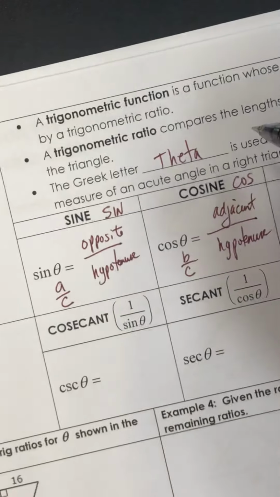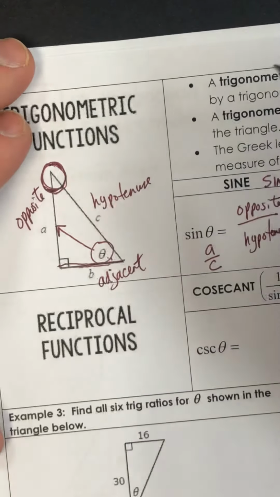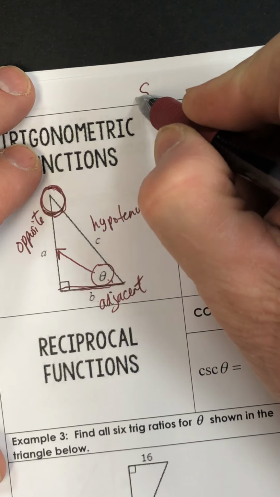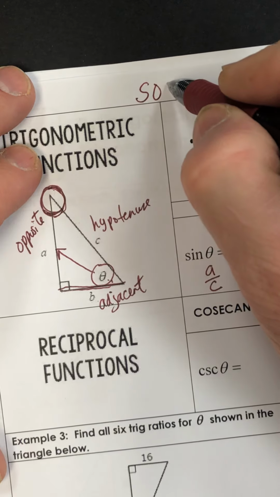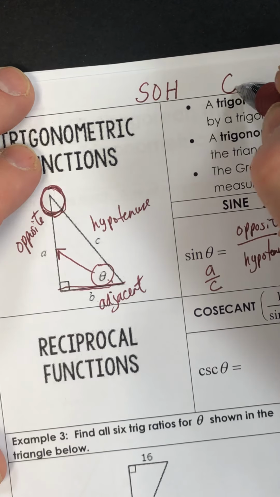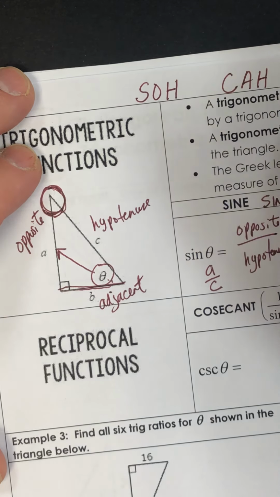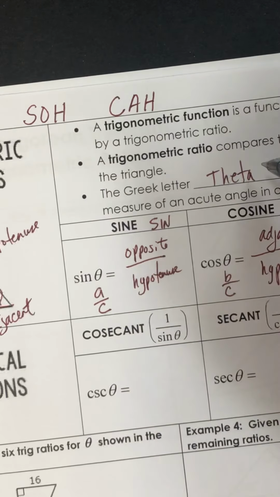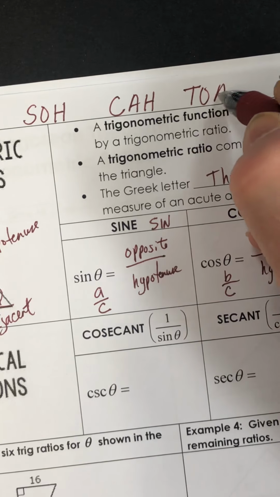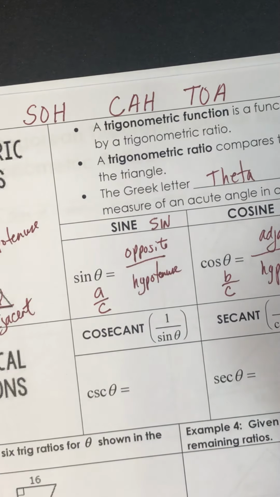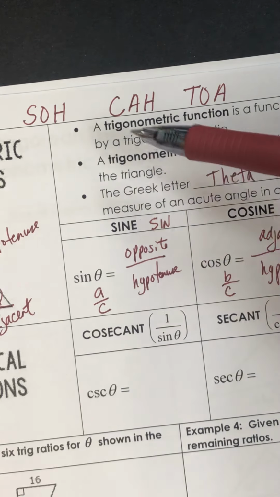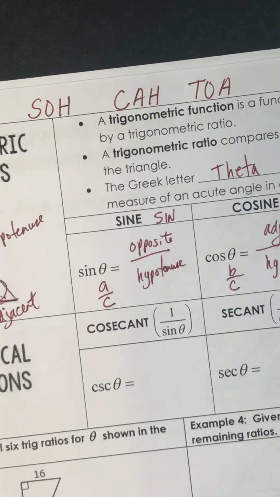Now, the way we remember these trig functions is we say the sine function is opposite over hypotenuse, so. The cosine function is adjacent over hypotenuse, ka. And the tangent function is the side opposite over adjacent. So we say SOHCAHTOA. If you can remember SOHCAHTOA, you can remember what goes with what trig function.